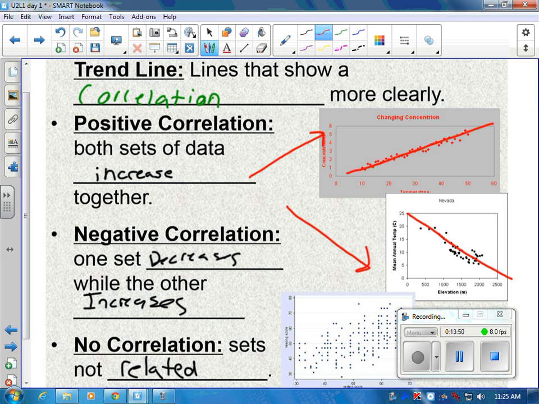This one, there is no trend line that I can draw. These points are all over the place. So there's not really a trend in this data. These sets are not related.